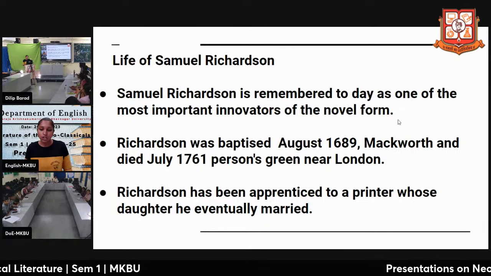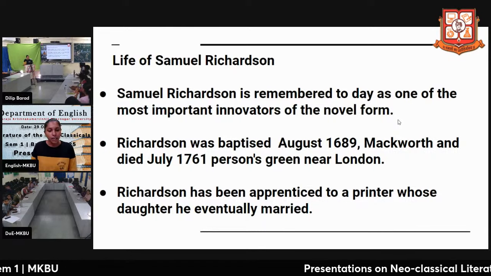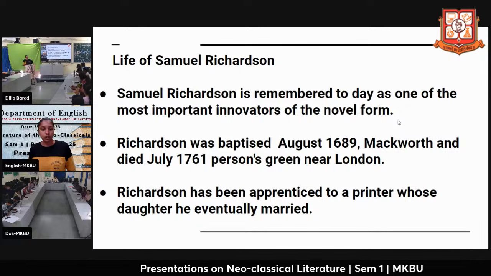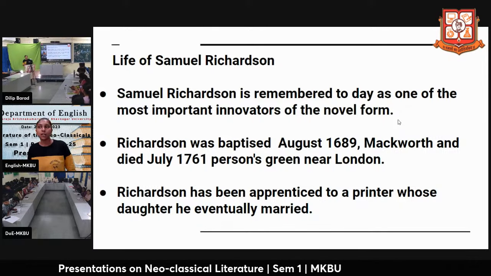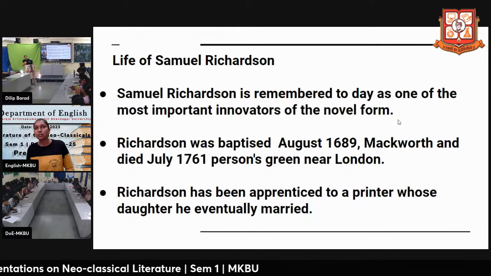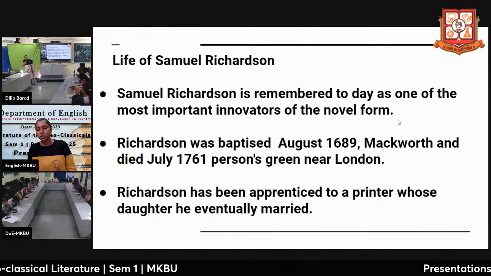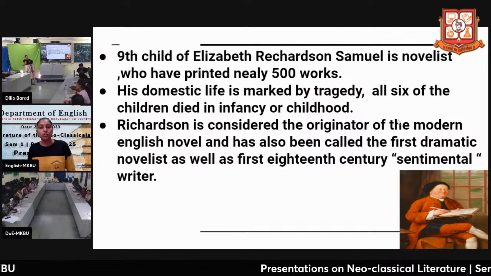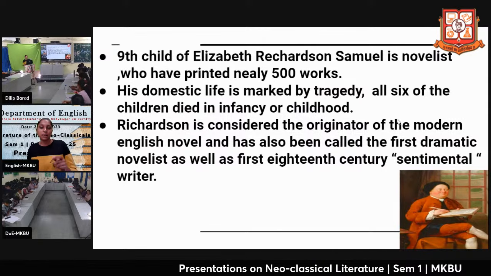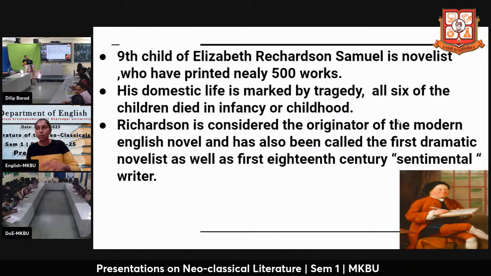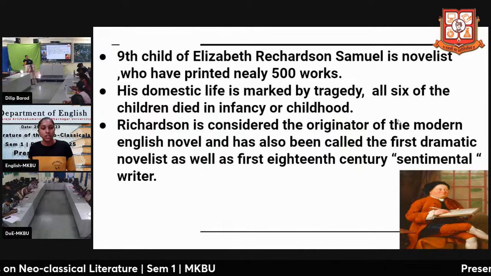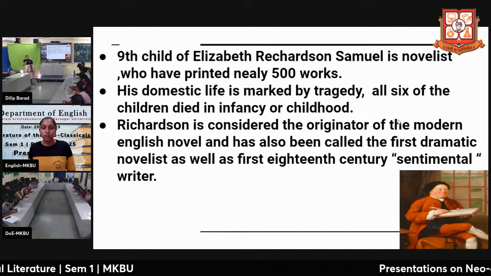Richardson was born in 1689 and died in 1761. He was apprenticed to a printer whose daughter he eventually married. His wife's name was Elizabeth Leake, but she was his first wife. He was the ninth child of Elizabeth Richardson, which is the name of his mother as well, Samuel's mother. He printed nearly 500 works.